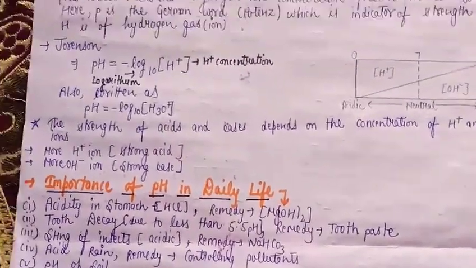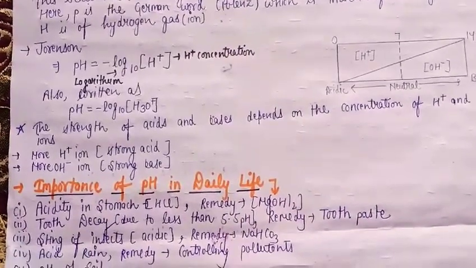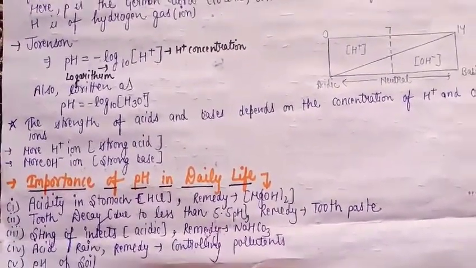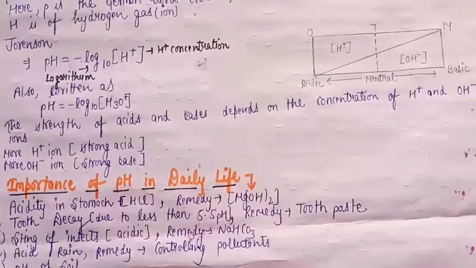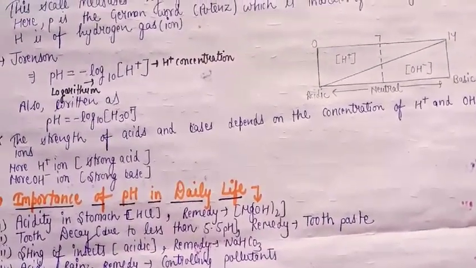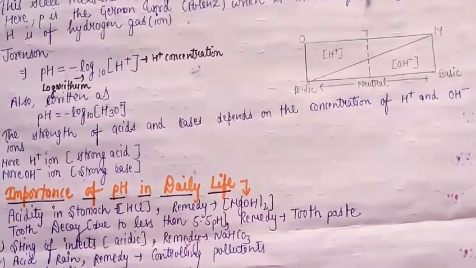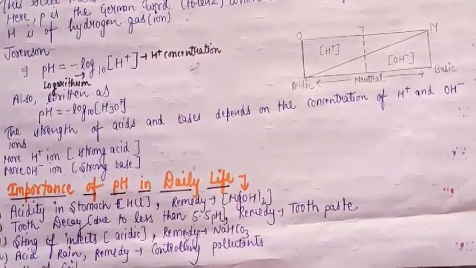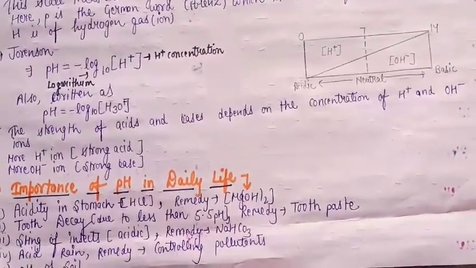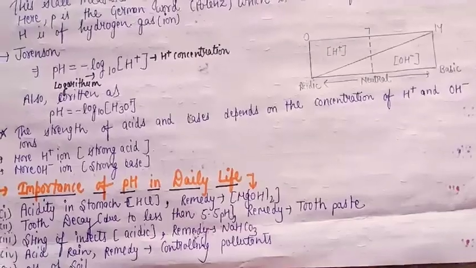The second one here is tooth decay. The pH of the mouth, as you all know, is approximately 6.5, and after taking food, the bacteria that enter the mouth produce an acid from the remaining food attached to the teeth, which decreases the pH of the mouth. If the value of pH is less than 5.5, the enamel of the teeth decays, and toothpaste should be used after food, or the mouth should be washed with a basic solution.